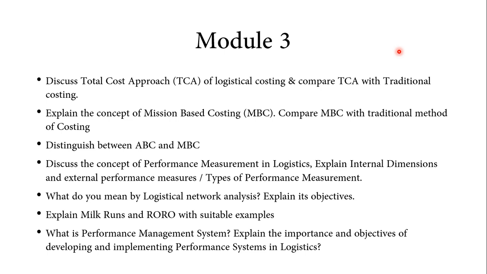Next, we have explain the concept of mission-based costing and compare mission-based costing with the traditional method. Then we have distinguish between ABC and MBC, that is, the ABC method with the mission-based costing method. So the first 3 questions are basically the meaning along with their distinguishes. Next, discuss the concept of performance measurement in logistics and explain the internal dimensions and external performance measures. That is nothing but the types of performance measures.